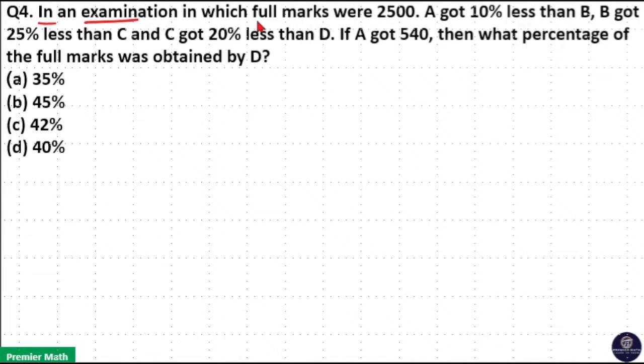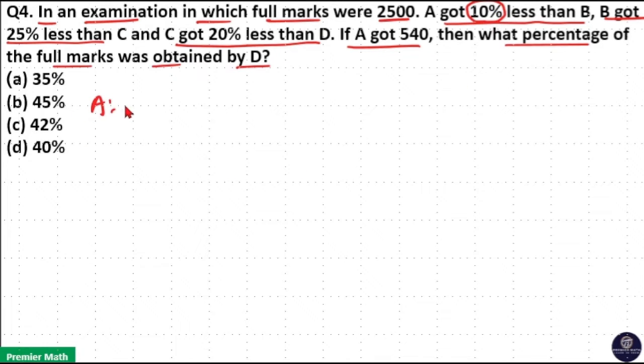In an examination in which full marks were 2500, A got 10% less than B, B got 25% less than C, C got 20% less than D. If A got 540 marks, then what percentage of the full marks was obtained by D? Here, A got 10% less than B.